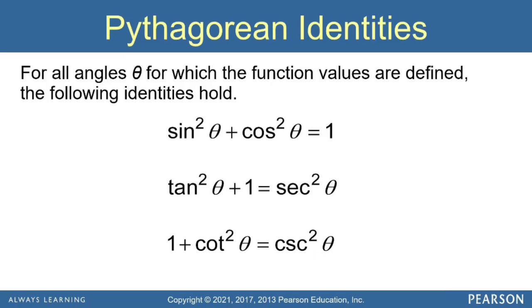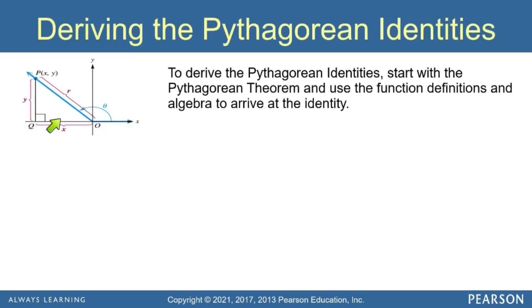Okay, now let's look at these a little more closely and see if we can figure out how they came to be. So here's the diagram again, just so we can remember why x squared plus y squared equals r squared.